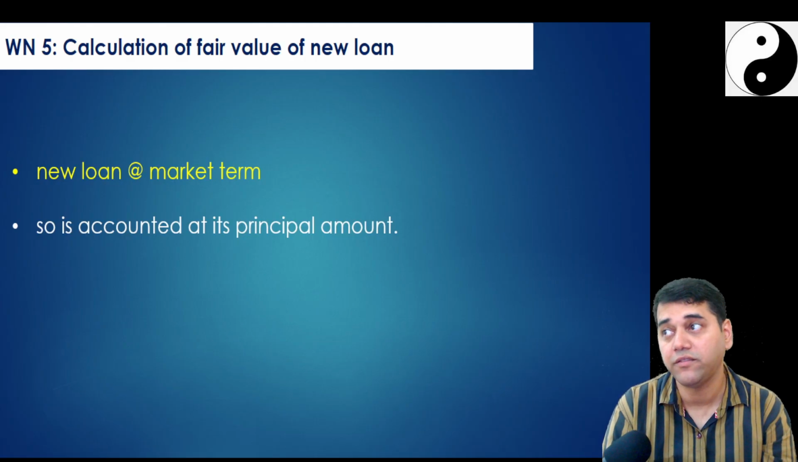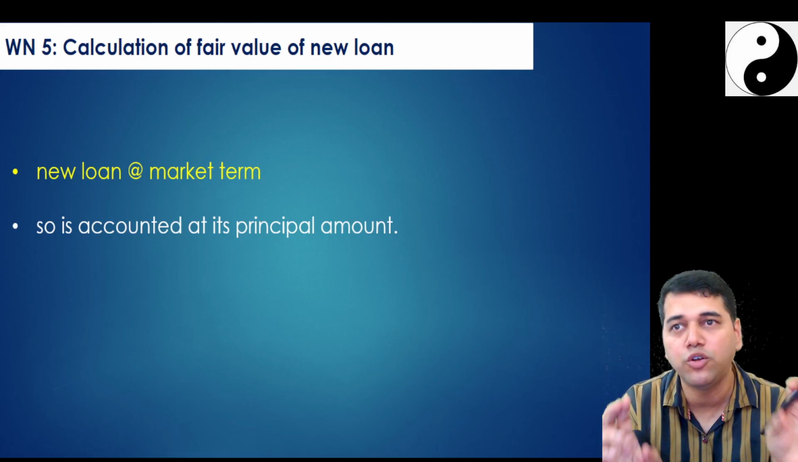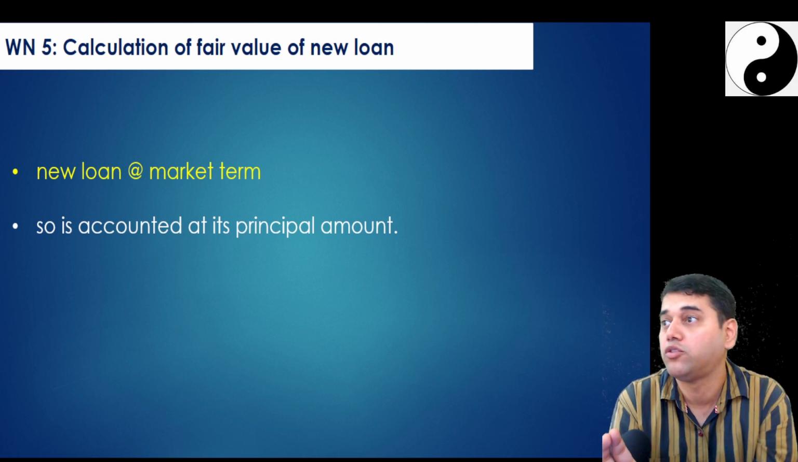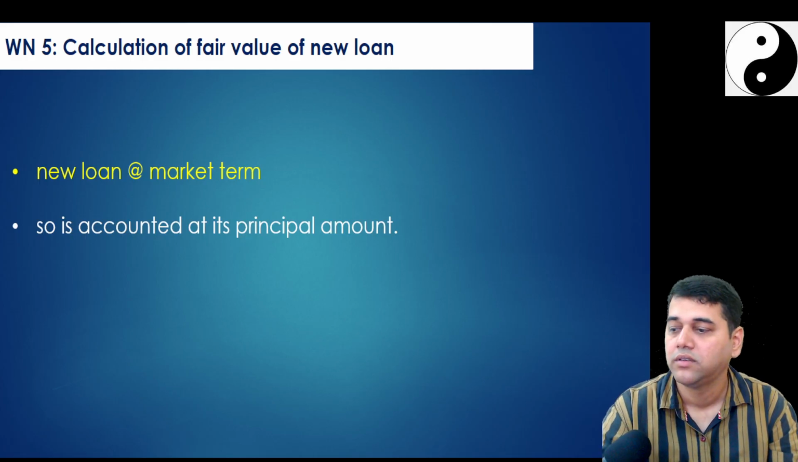Generally, if they change it, then we have to calculate at this point of time. That's why, even though not required, I just give a note, so that if suddenly they say 11%, then we may have to calculate. So working note number 6: calculation of gain or loss on modification.